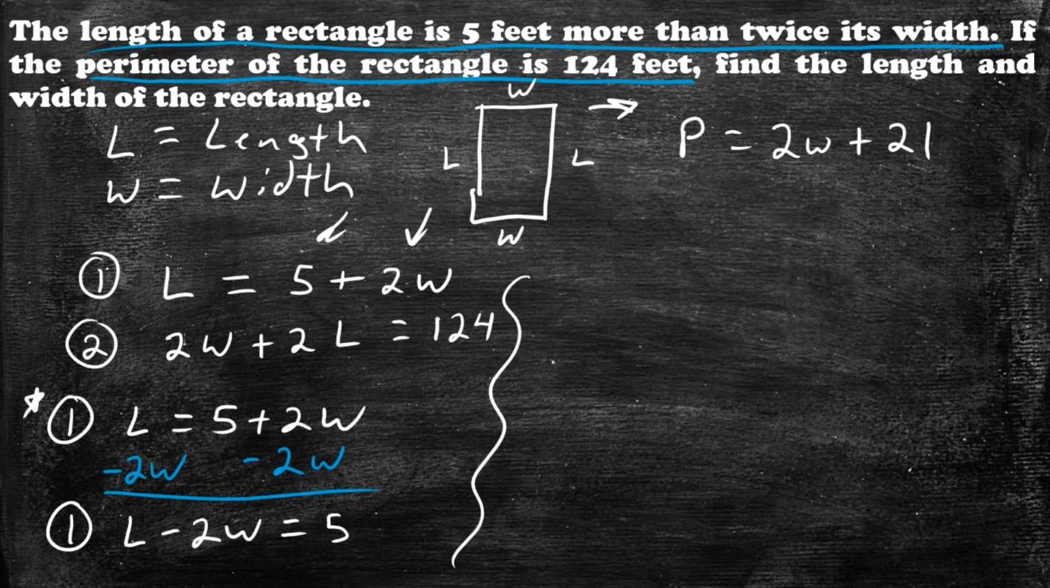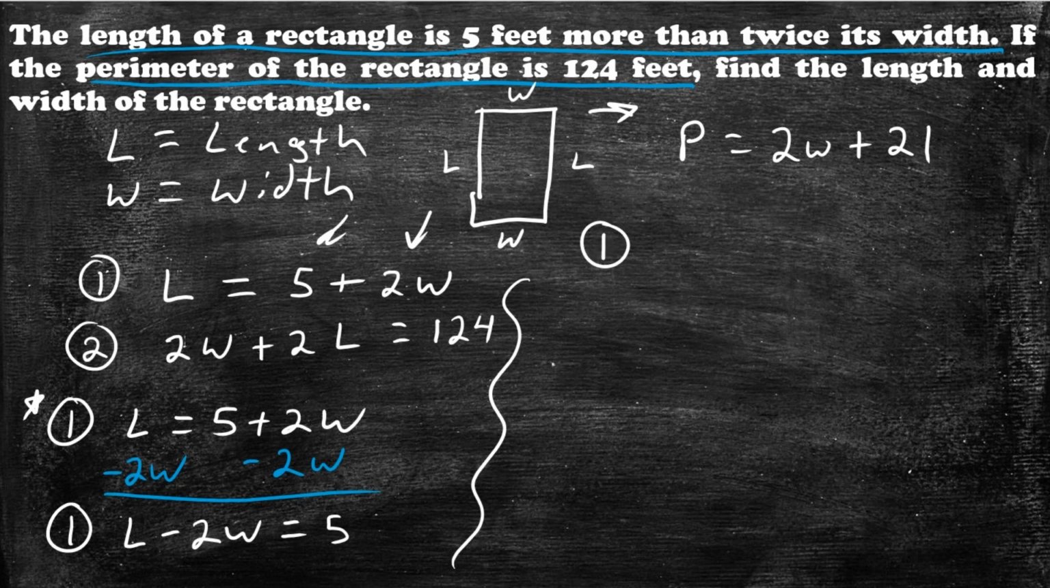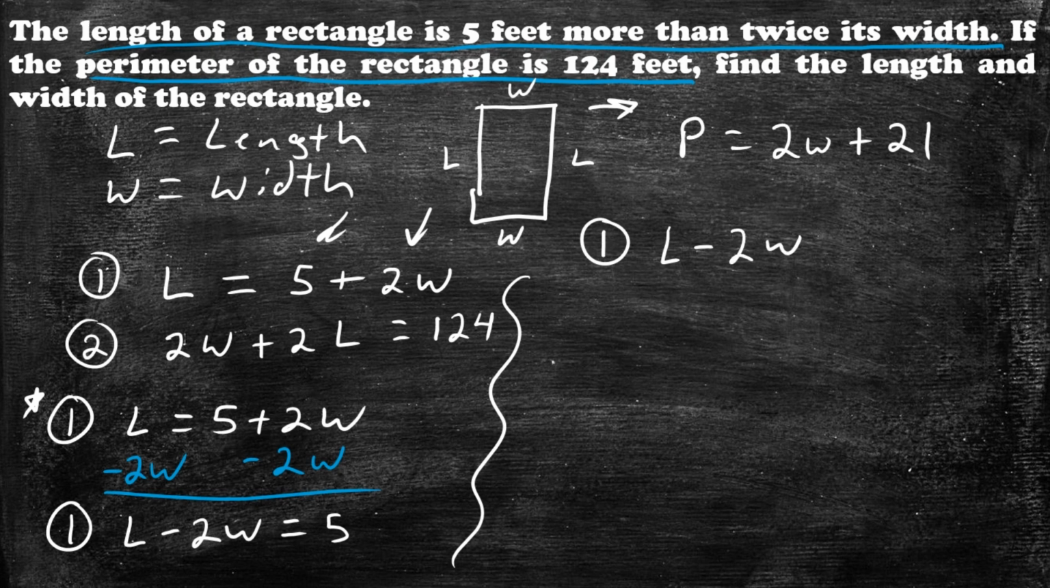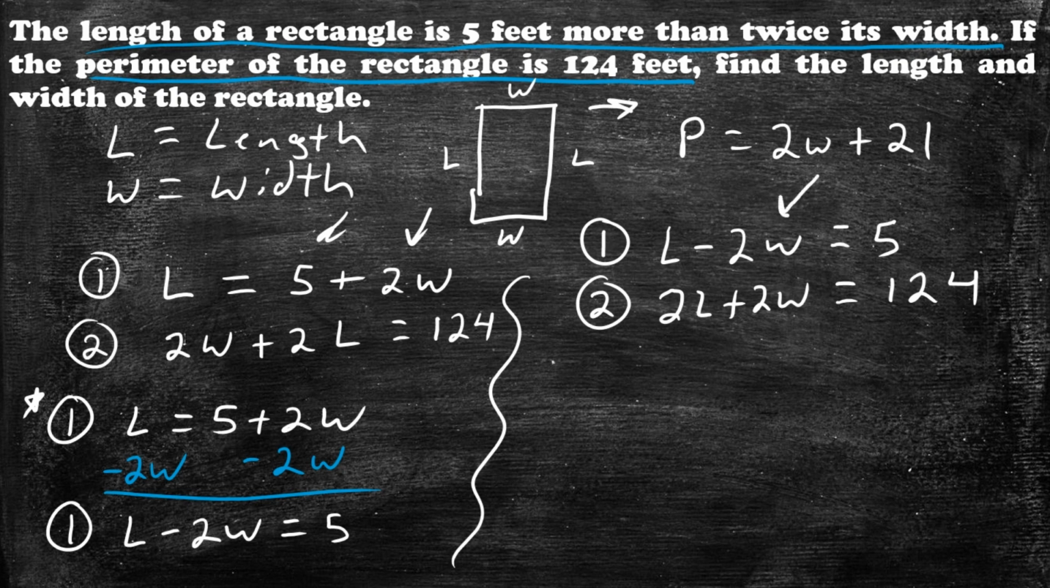All right, so now let's go ahead and rewrite our equations again. Equation number 1 is L minus 2W equals 5, and equation number 2 is 2L plus 2W is equal to 124. As you can see, I just moved around the L and the W here so I can get those above one another. What we see here is that when we add these two equations together, these W's will cancel. So let's go ahead and do that.